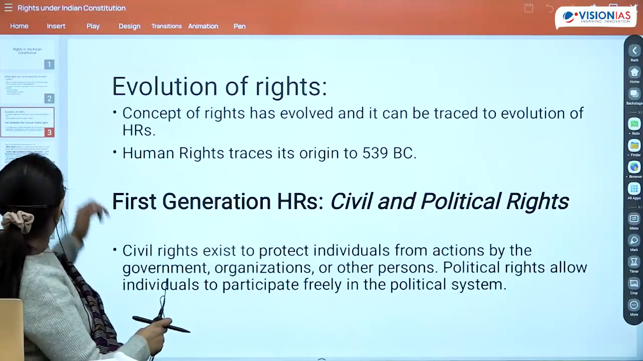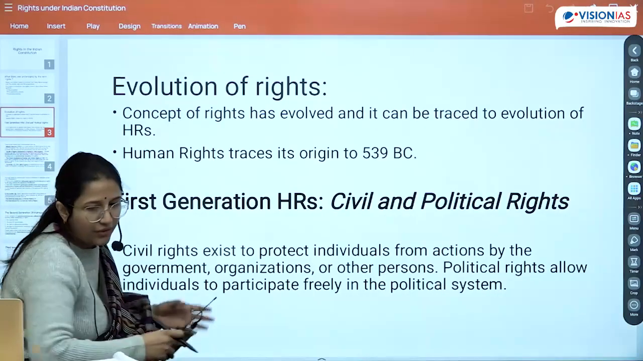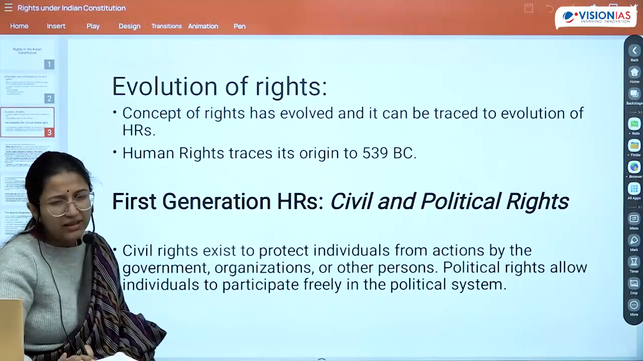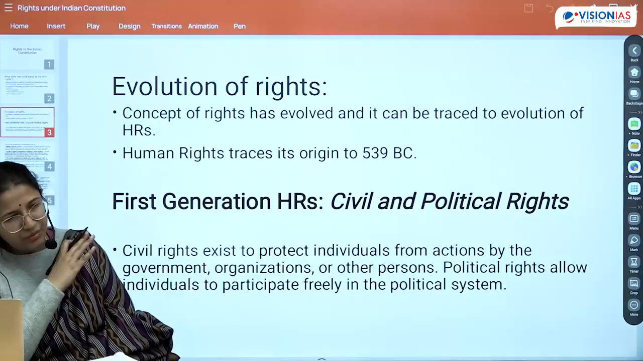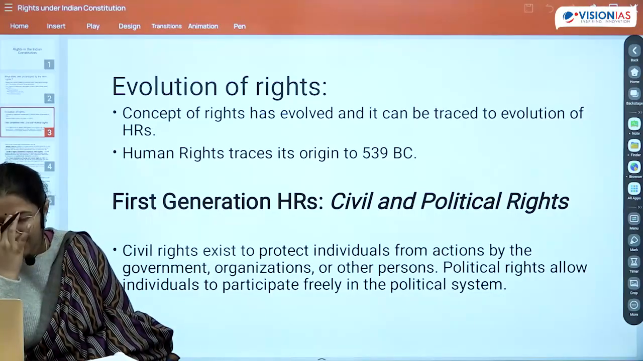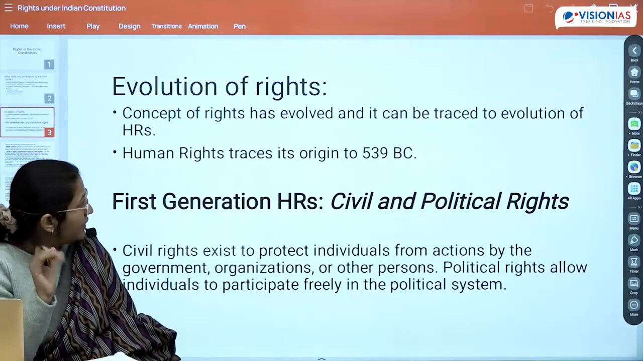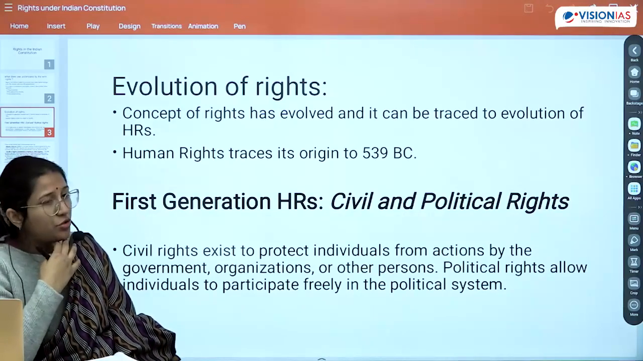Next is this idea of evolution of rights. And I have mentioned everything that is to be mentioned as part of the PPT. I'm not going to make you write. It is very historical, so we do not want to write it, okay? So now, evolution of rights.